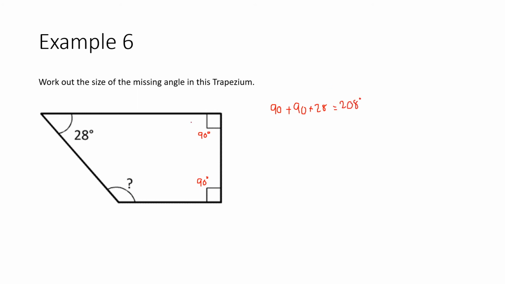208 degrees. So we know that 3 of our angles equal 208 degrees. Now, you know that all 4 angles will equal 360. So you're going to do 360, subtract 208, and you're going to get an answer of 152 degrees. So your missing angle is equal to 152 degrees.